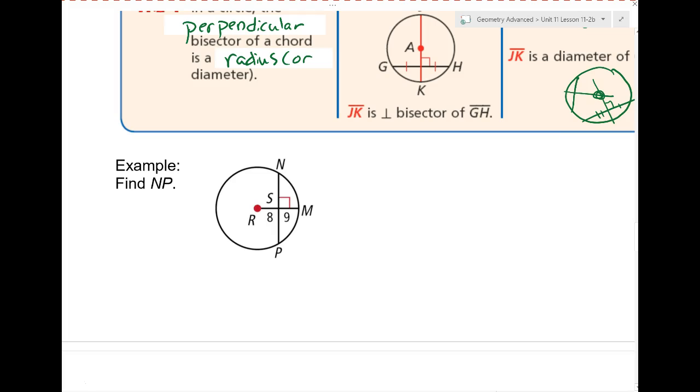All right. With this first one, I want to know the length of segment NP. But guys, talk to me. What do you know? What's the one thing you know?